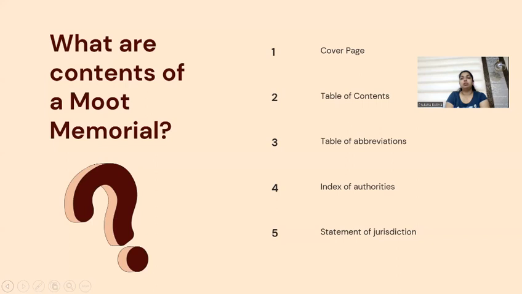Okay, so I will be explaining each of the contents in the subsequent slides, so I will just go through them really quickly. There is a cover page, a table of contents, a table of abbreviations, an index of authorities, a statement of jurisdiction, then the statement of facts, the issues raised, the summary of arguments, the arguments advanced, and then the prayer. This is usually how a moot court memorial looks.